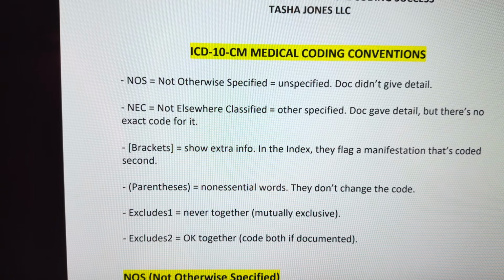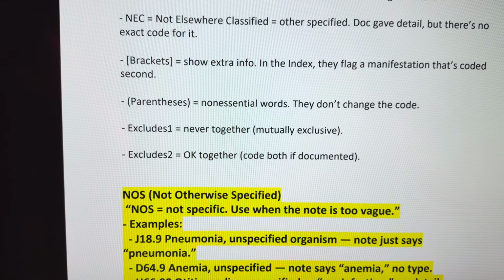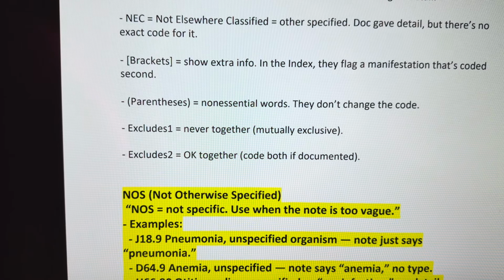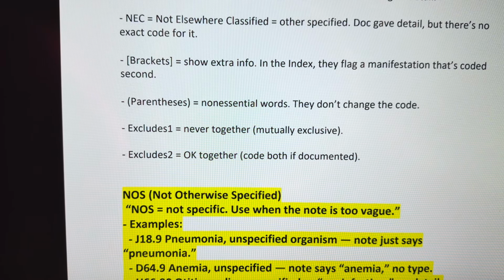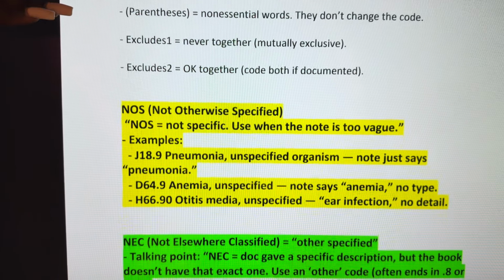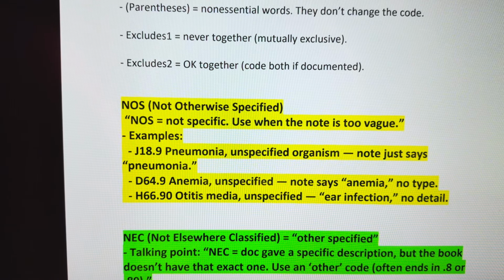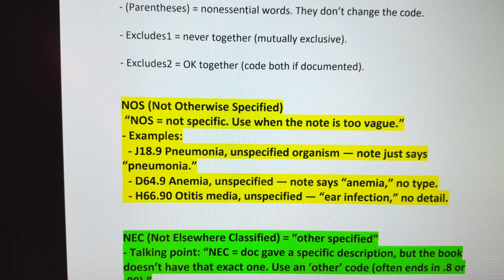Brackets show extra information in the index, okay? They flag a manifestation that's coded second, and we'll look at examples of these as we go. Parentheses is a convention. Parentheses hold non-essential words. They don't change the code.